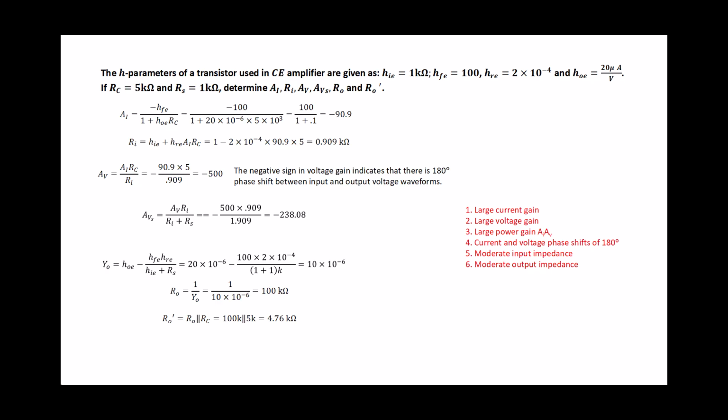Notice that this example reproduces exactly the 6 characteristics we listed a moment ago: a large current gain of about 91, a large voltage gain of 500, a full 180-degree phase shift, and moderate input and output impedances. That is the common emitter amplifier working exactly as the theory predicts. Solve more exercises given in textbooks to gain a better understanding.